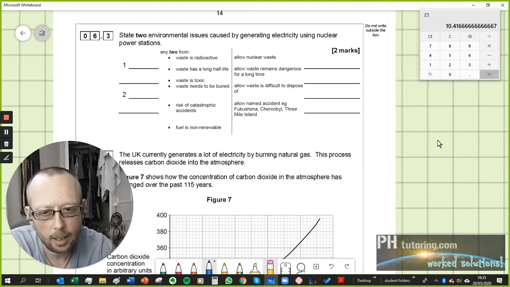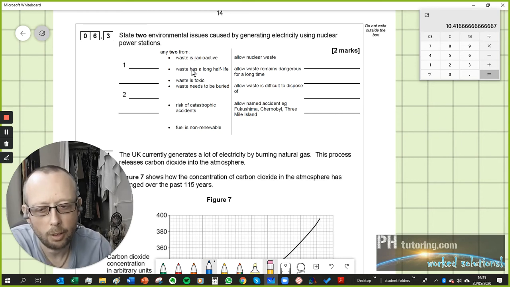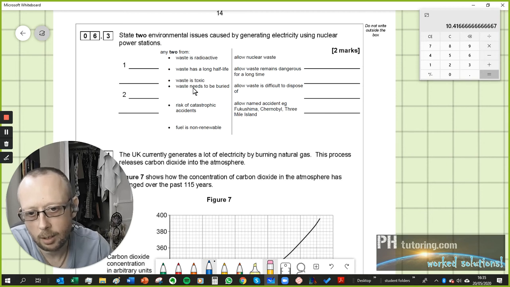So you could have said anything along that. I mean, I could talk for some length and write a paragraph, which would get loads of marks, but we're only looking for 2 marks. So it's radioactive, it's toxic, it needs to be buried, any of those things, any 2 from that. And this bit on the right, that's just what it also allows.